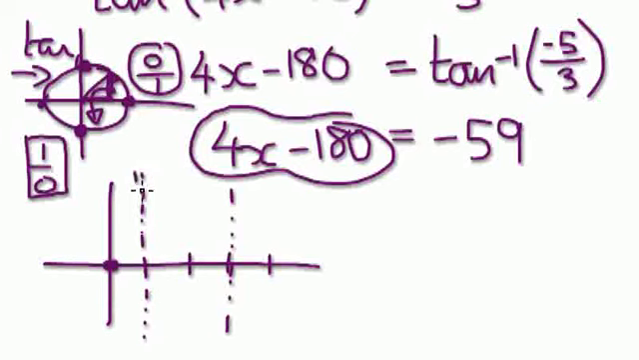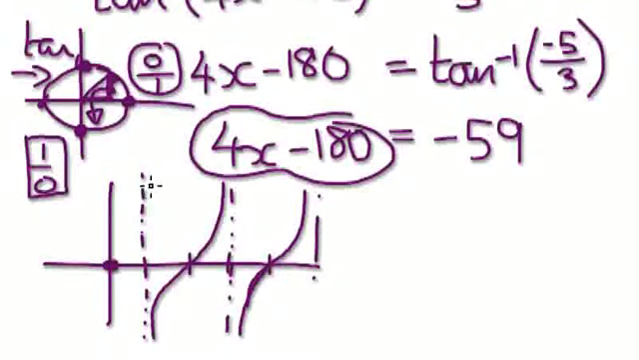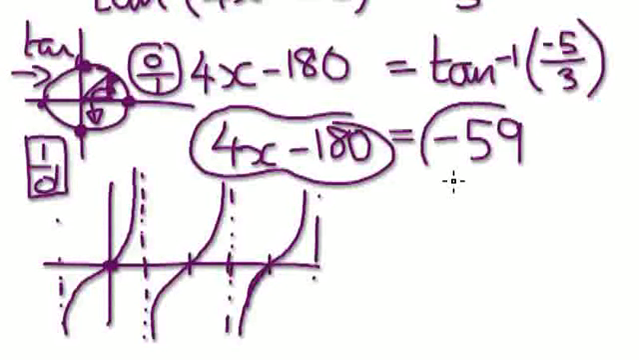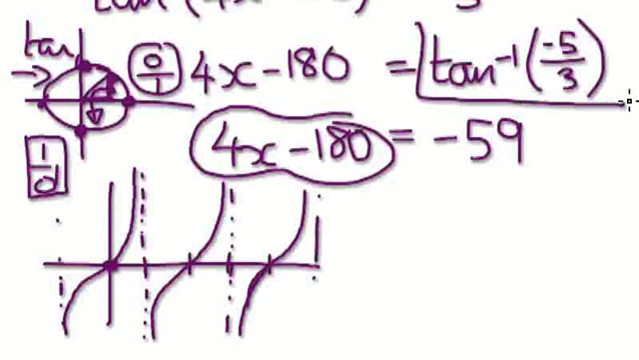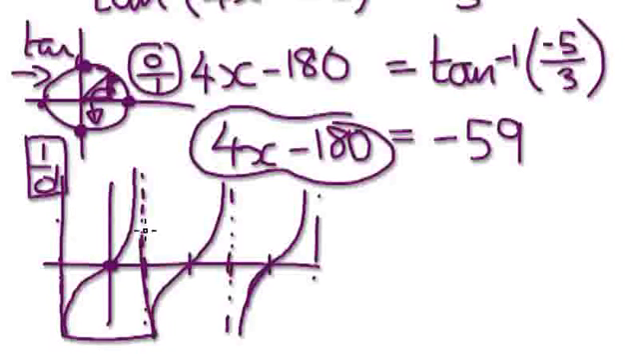Okay. Well, anyway, your graph will look something like this. It will look something like this, and then you have another asymptote somewhere up here, so it's going to be something like this. Okay, and then here it will look something like this, and another asymptote over here. Well, anyway, your tan graph will look like this. What we've got here is minus 59. So minus 59. Whenever you punch this into your calculator, the calculator will give you a solution within this range here.